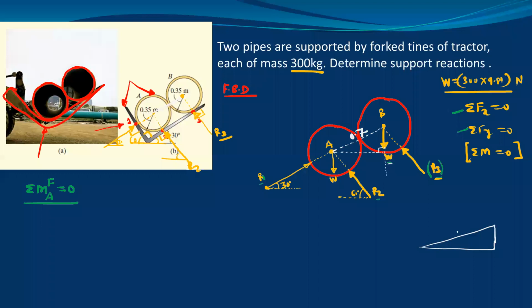This is 0.7. This angle. Is it given in the problem? So this angle we can find out. This line, which is AB, is parallel to this line because the radius is the same. So this is the radius and it is the same for A and B. So it is parallel. So this is 30 degrees. So this angle will be 30 degrees.